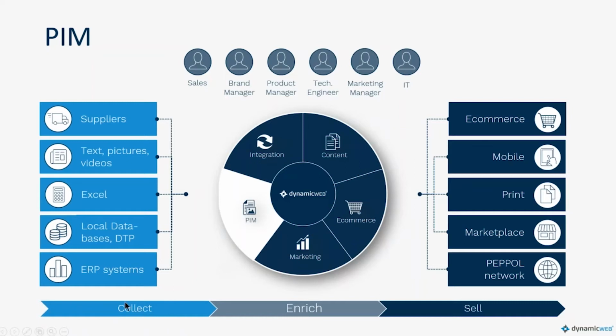So notice this collect bears the same color as these guys here. So suppliers, it comes in from other repositories containing text, pictures, and video. It may come in from Excel files. It comes in from ERP systems and other databases of sorts. So one or more of these is where content or product information comes from. And then the goal is to enrich it with more details.